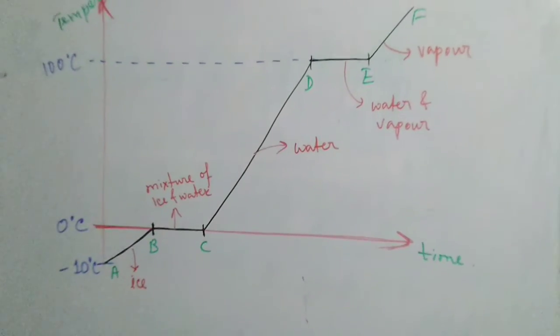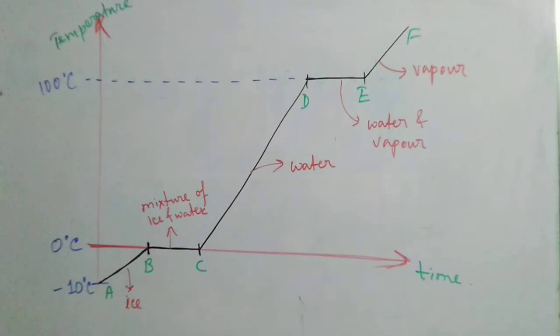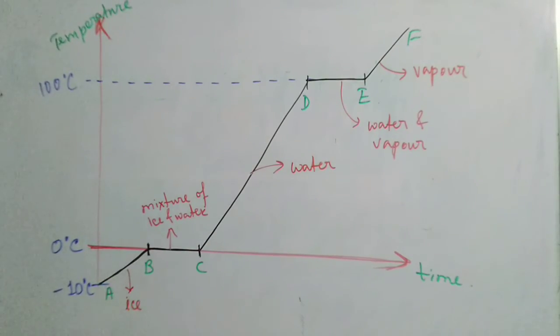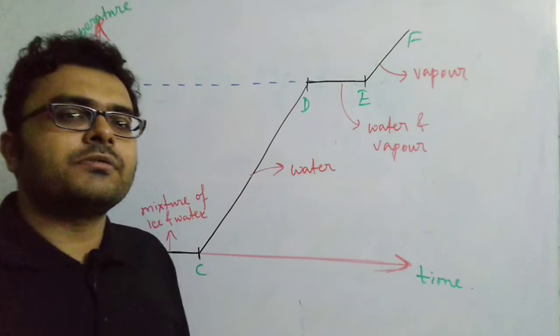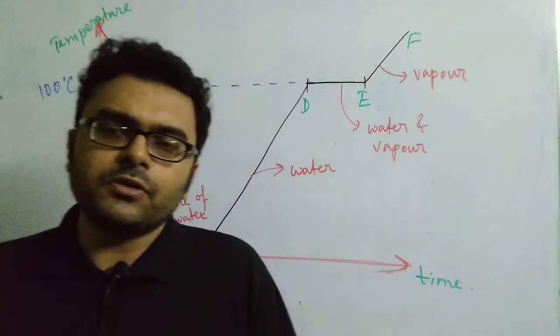Here is the temperature. I have been missing it out, sorry. Please take a note of it: the y-axis is temperature. Now it is clear. So this is the graph. I think the concept is clear to all of you. This is the conversion of ice into water and then into vapor.